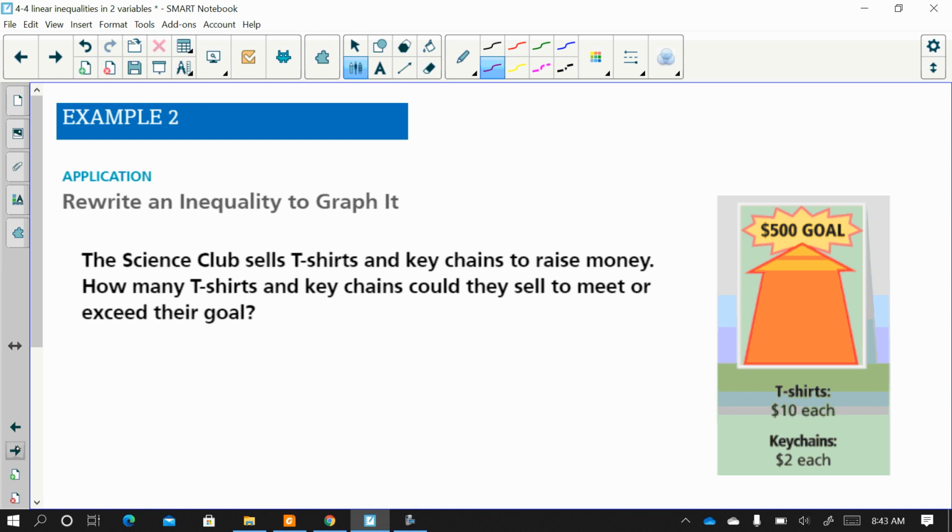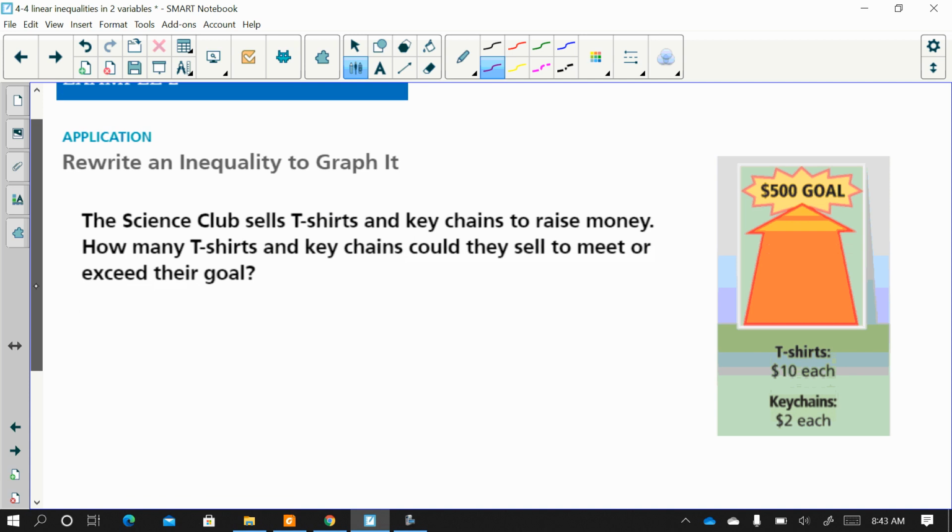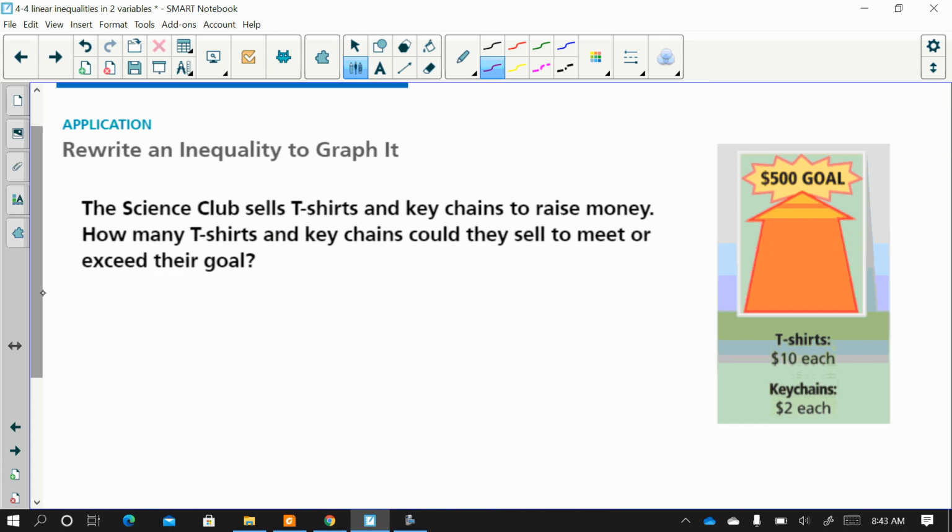All right, so let's learn how to write one of these. The Science Club sells t-shirts and keychains to raise money. How many t-shirts and keychains could they sell to meet or exceed their goal? Well, if I look at the picture, I have a $500 goal. I know t-shirts are $10 each and keychains are $2.